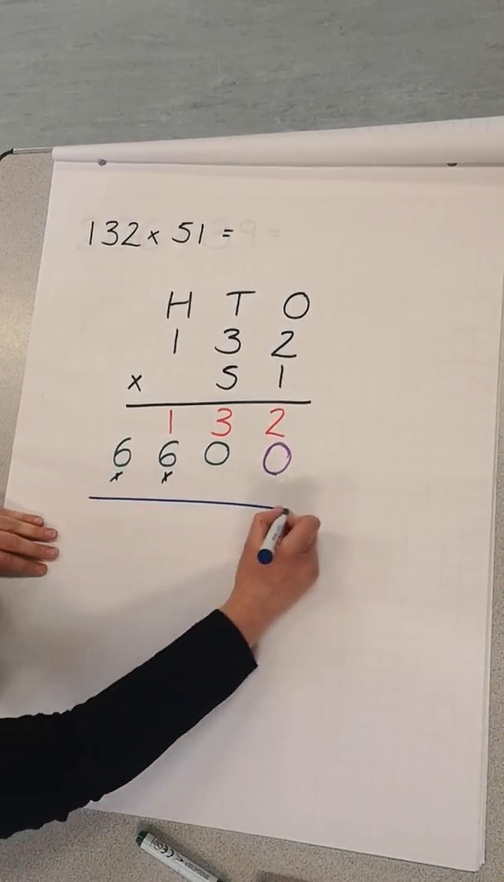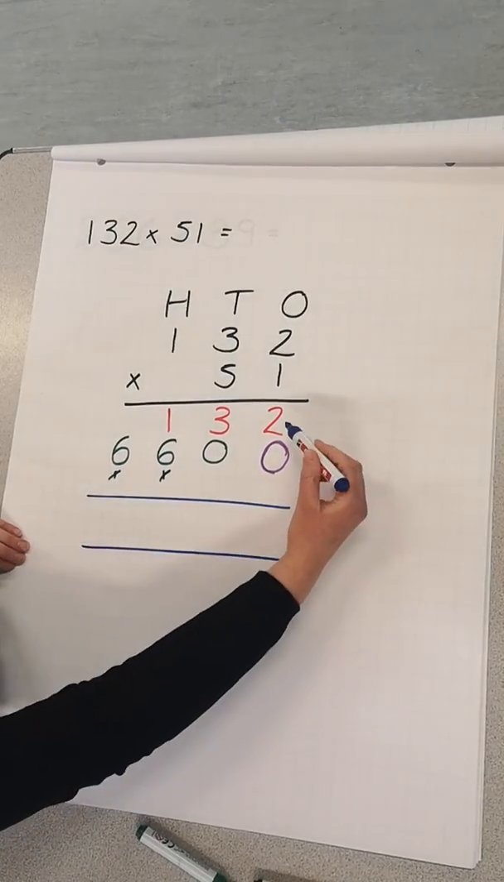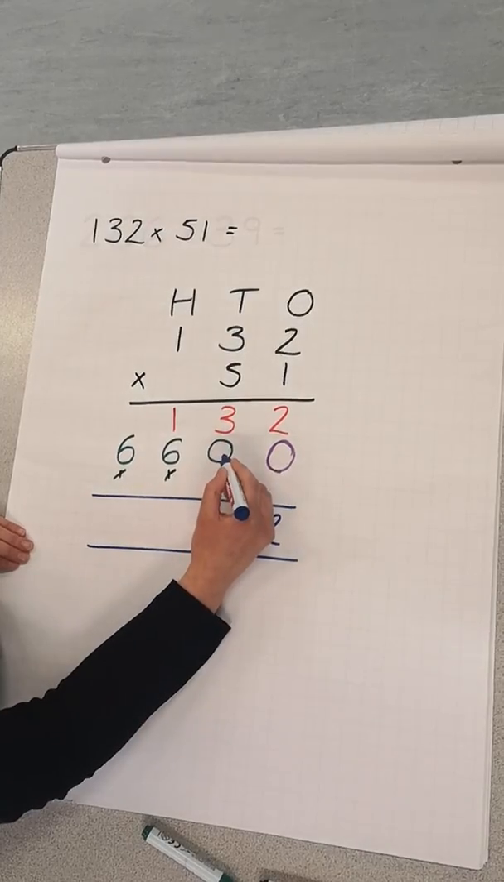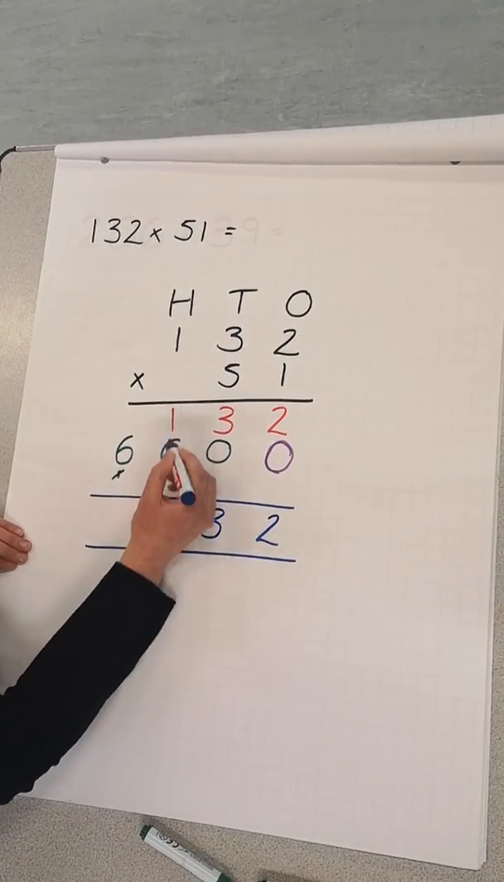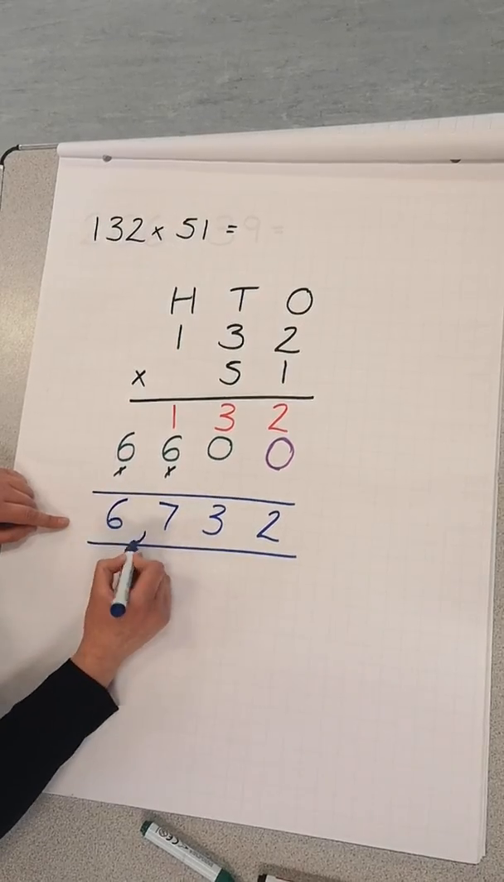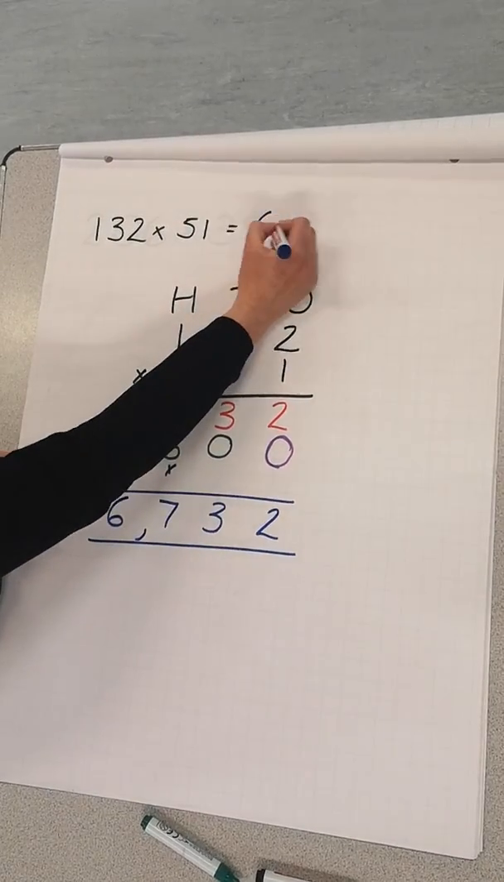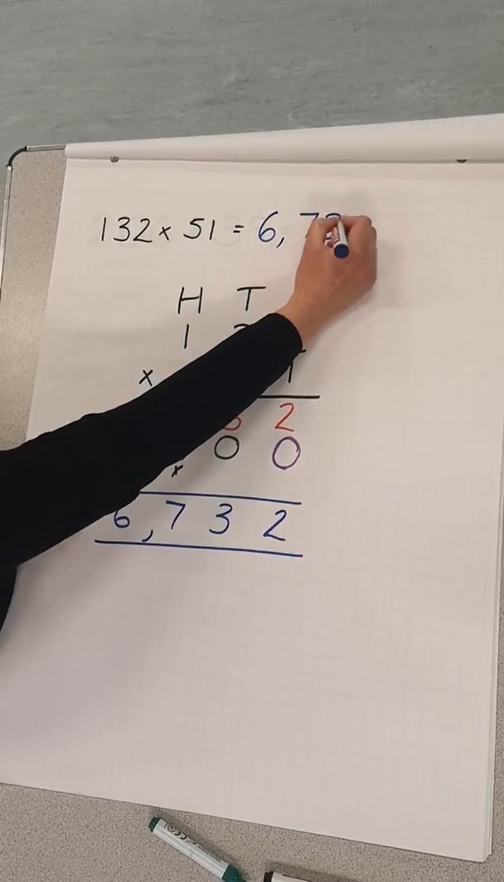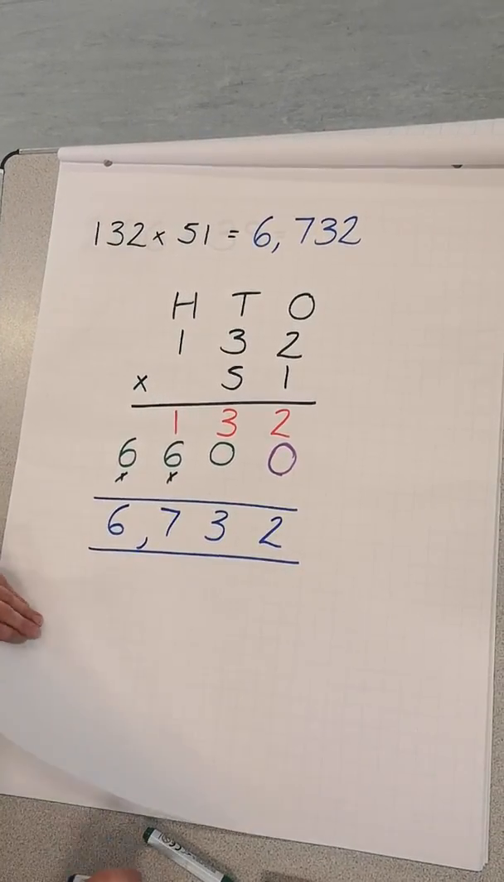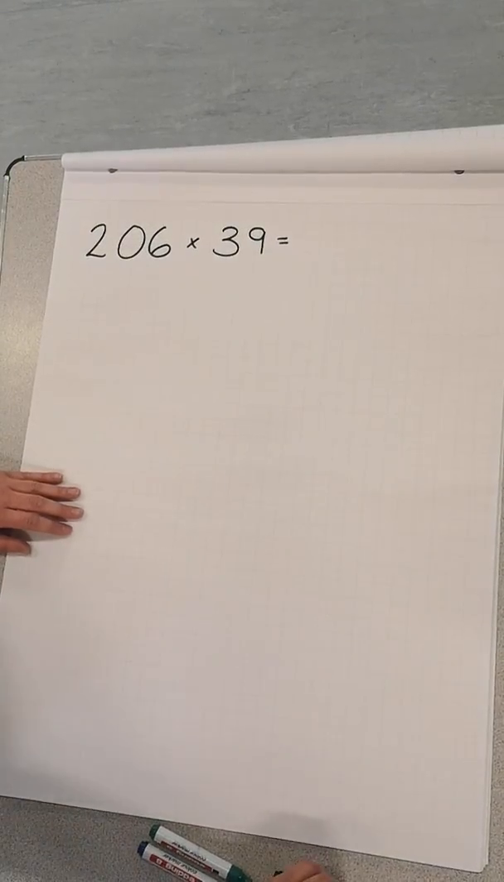Now we know that we need to add everything together. So 2 add 0 is 2, 3 add 0 is 3. 1 add 6 is 7. And then we've just got 6. So my answer is 6,732. And notice I'm still remembering to place my commas in the correct place to break up the thousands and the hundreds. One more example to go.